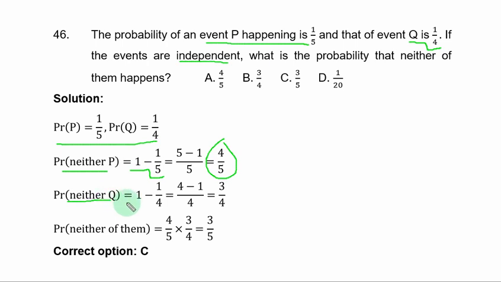Then you take neither Q will happen. That probability is 1 minus Q will happen. That simplifies to 3/4. Now, neither of them will happen. The probability becomes the product of the result that neither of them, that is P nor Q. That is 4/5 times 3/4. By the time you cancel this 4, you are left with 3/5. C is the correct option.